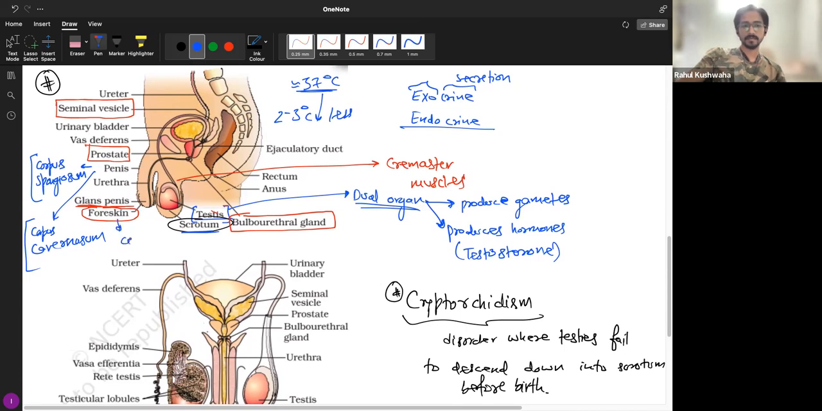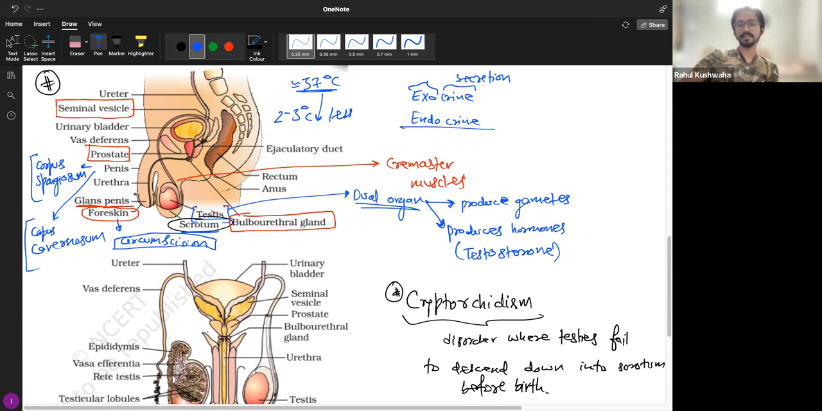And circumcision can actually be helpful to the human boy for two reasons. One, the glans penis over time, because it's very, very sensitive, becomes less sensitive to touch receptors and all.